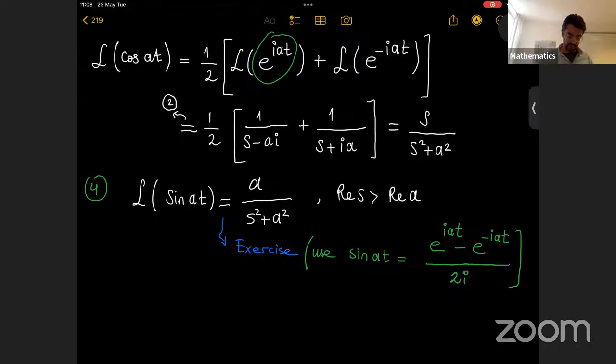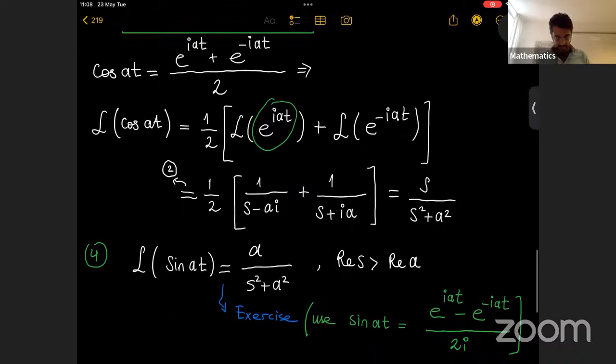So these are some well-known Laplace transforms and you should keep that in mind, okay?